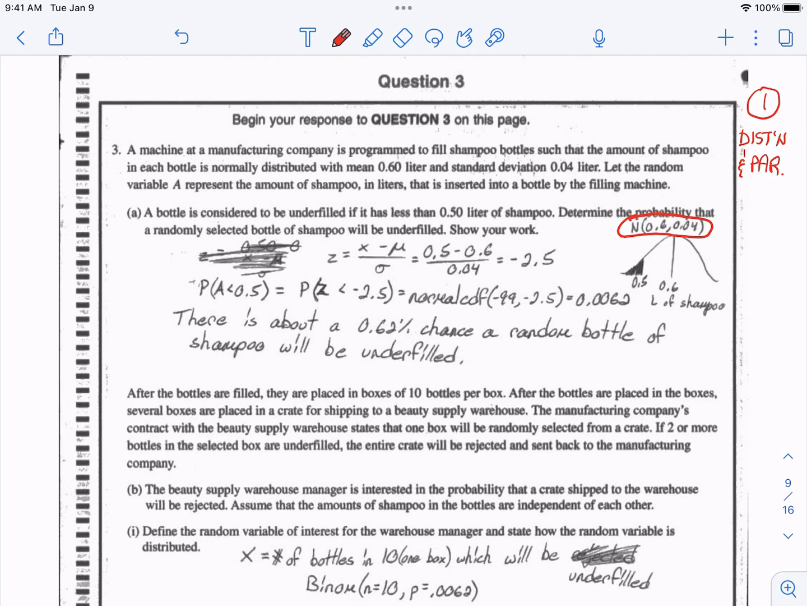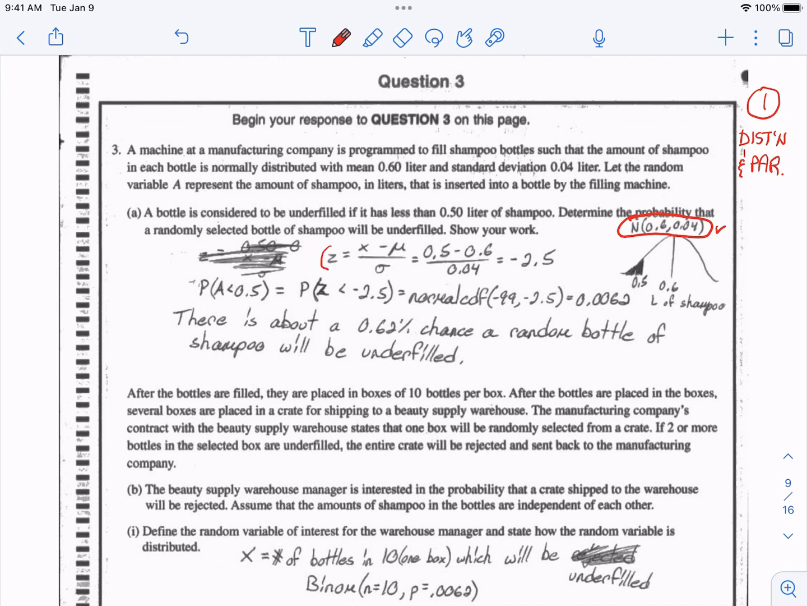notation. A capital N parentheses 0.6 comma 0.04, that is standard notation for a normal distribution with a mean of 0.6, standard deviation of 0.04. So any student that just had that would have automatically gotten credit for the first part. But it's there other places.